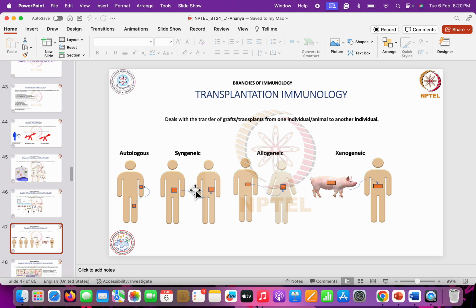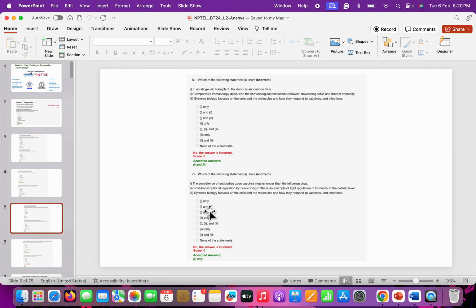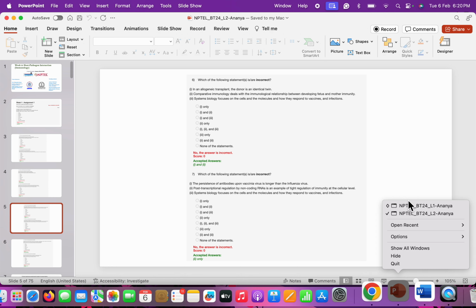Yes, autologous, syngenic and allogenic. Allogenic means where the donor is a different entity, while in syngenic the donor can be an identical twin. So the option "allogenic transplant, the donor is an identical twin" is wrong, because it's not allogenic, it's syngenic. So it is incorrect.